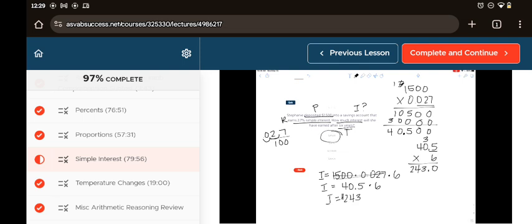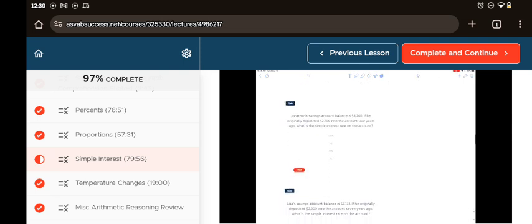I'm going to make some space. What's good is that there were a couple of them that were the same, so we got to practice the same thing again and again. So let's take a look at number 7 together. It says, Jonathan's savings account balance is $3,240. If you originally deposited $2,700 into the account 4 years ago, what is the simple interest rate on the account?